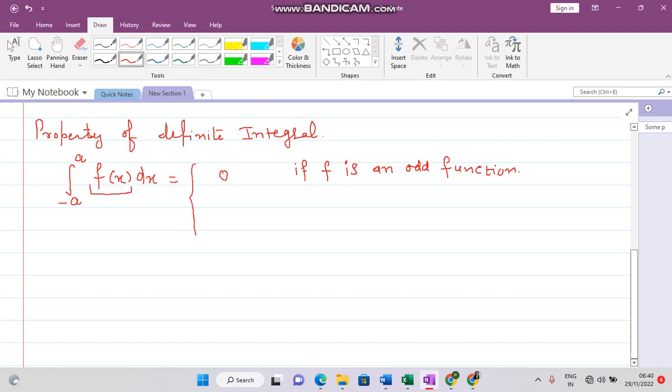And if you find that this function is an even function, then we write 2 outside the integration sign, and the lower limit becomes 0: 2 times the integral from 0 to a of f of x dx, if f is an even function. So this is also a very important result which is used for solving the majority of questions of the Fourier series.